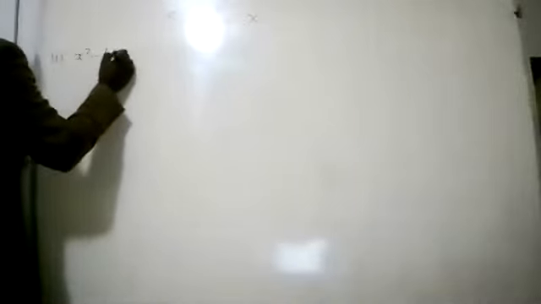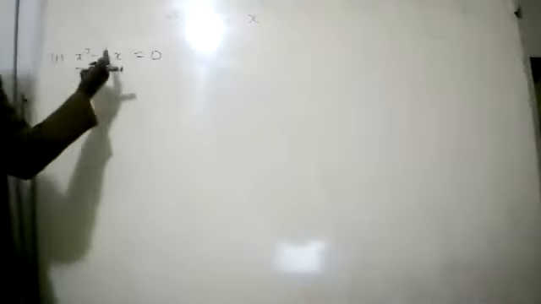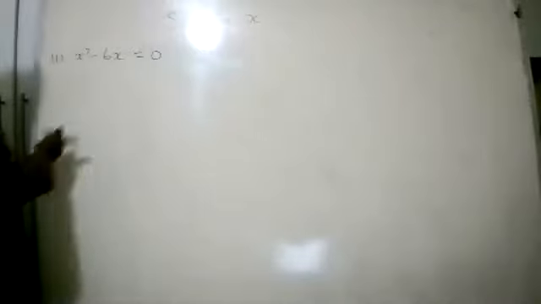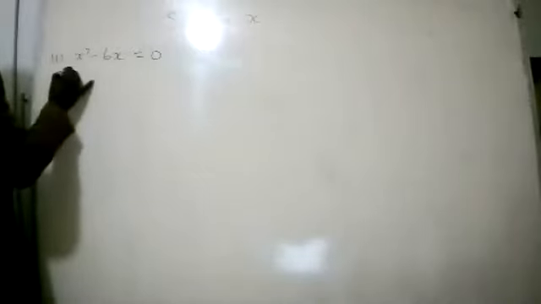So now, let's do this first question here, where we are given x squared minus 6x equal to 0. And we are required to solve for x on this question. So how do we solve for x on that question? We have to use the first method of factorization. In order for us to factorize in this case, we can just take out x as the common factor.